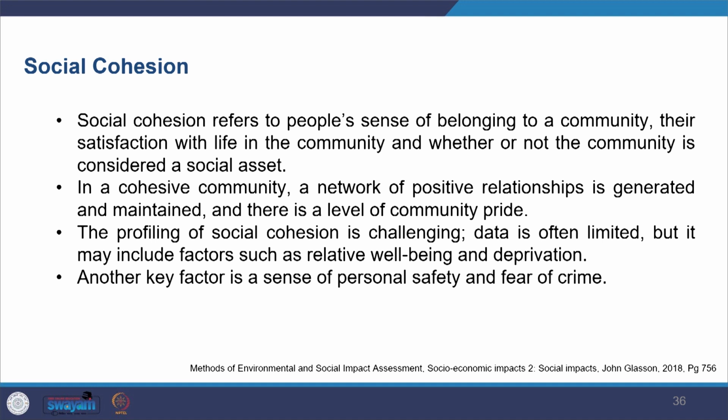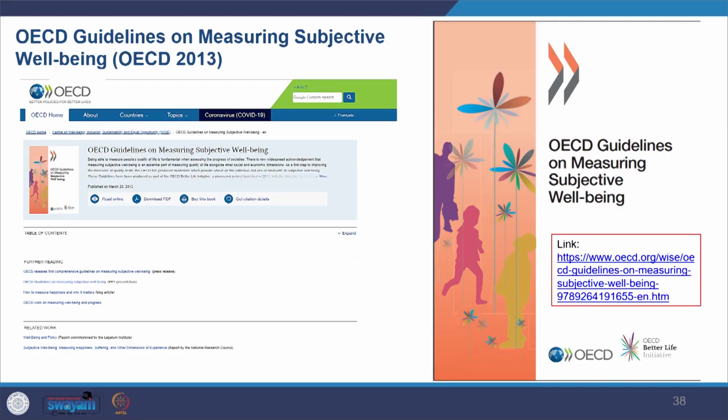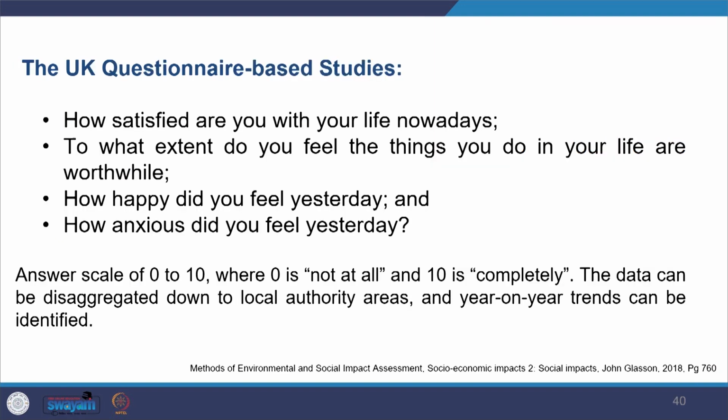Such a study may include well-being, deprivation, sense of personal safety, fear of crime, and so on. For estimating social cohesion, the OECD also provides guidelines for measuring subjective well-being, and there are national studies such as the UK Index of National Well-being. So you can look at these studies and see how social cohesion can be measured and adopted for your case.